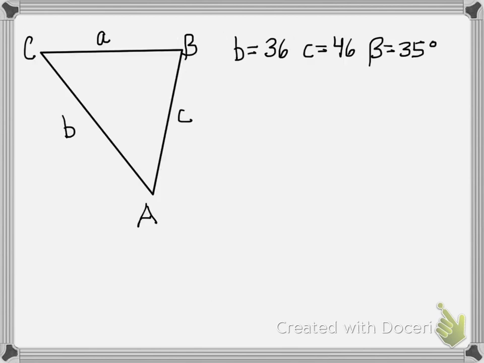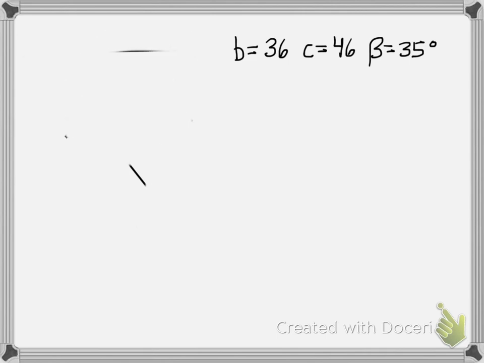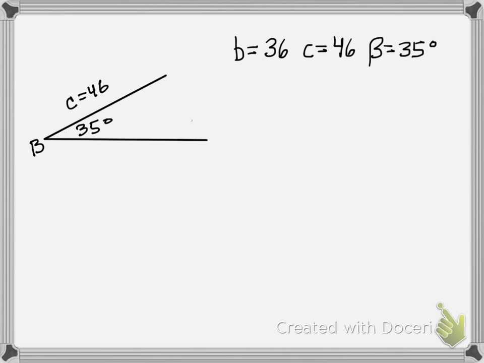Let's move on to another ASS case. Again, I'm going to start off by drawing my own triangle. I have the 35-degree angle that I'm going to do down here in the left corner for angle B. And let's see, side C I'll put up here, a length of 46. And then the side B opposite that is going to be down here. B equals 36.